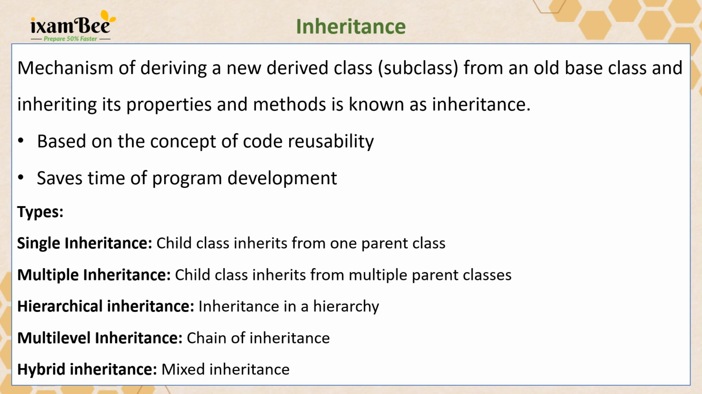There are various types of inheritance. For example, single inheritance is a case where the child class inherits from one parent class. Multiple inheritance is where child class inherits from multiple parent classes. In hierarchical inheritance, inheritance is performed in a hierarchy. In multi-level inheritance, there is a chain of inheritance, and in hybrid inheritance, it is a mixed inheritance.